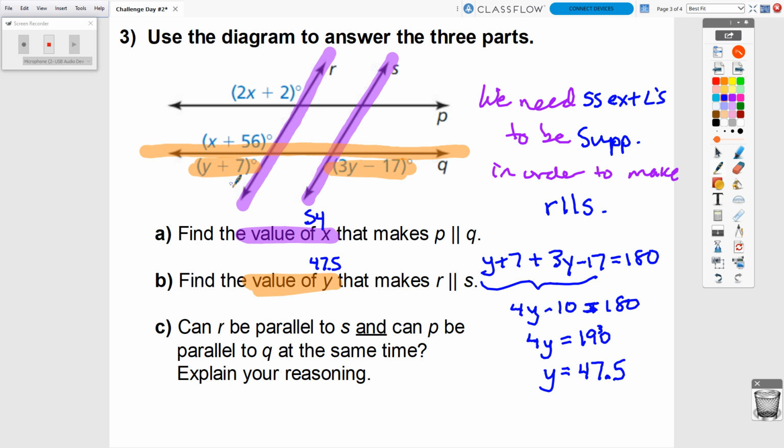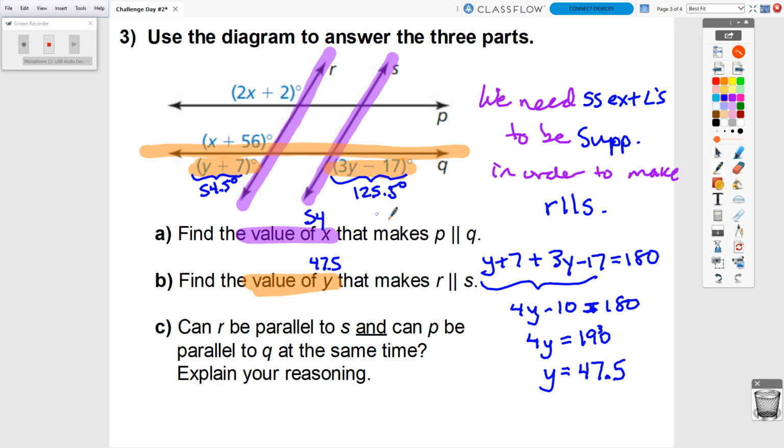So if I were to plug numbers back in, 47.5 plus 7 gives me, what is that, 54.5 degrees for this angle. And then 3 times 47.5, let me grab my calculator out here. Yeah, it's okay. I've got to use a calculator too sometimes. So 3 times 47.5 minus 17 gives me 125.5 degrees.